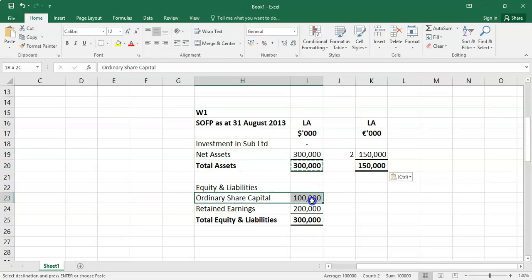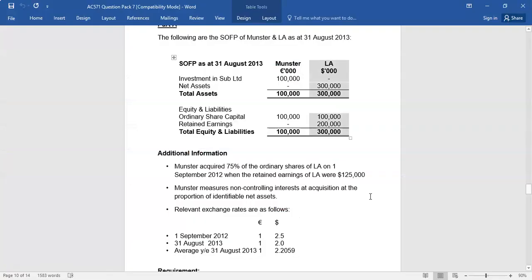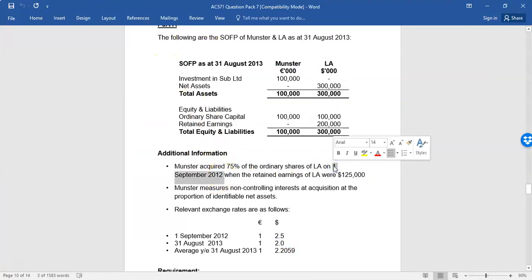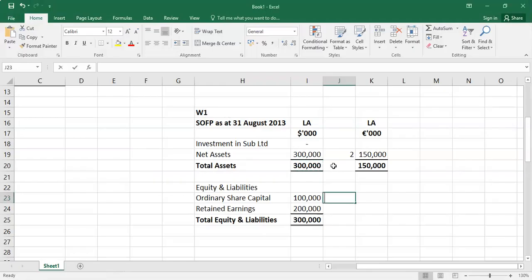Ordinary share capital is converted at the historic rate whenever you acquire the business. That's a rule under IAS21. Historic rate here is the 1st of this year. That's only because you acquired it on the 1st of this year. If you acquired it 3 years ago, you'd have to use the rate 3 years ago. And that is 2.5. So 100,000 divided by 2.5 is 40.